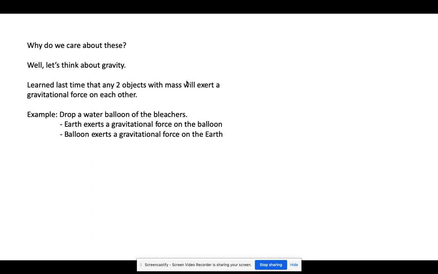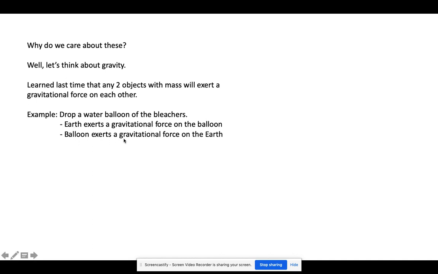But remember that the only reason we don't notice these things is because those forces are really, really small, especially compared to gravity from Earth. The computer is pulling you towards it, but friction keeps you from actually going at the computer. And like I said, the forces are really small. So the example that we're going to focus on is we're going to drop a water balloon off the bleachers. According to what we talked about last time, the Earth exerts a gravitational force on the balloon. The Earth pulls the balloon down. And it was also talked about last time, that's not the only thing that happens.